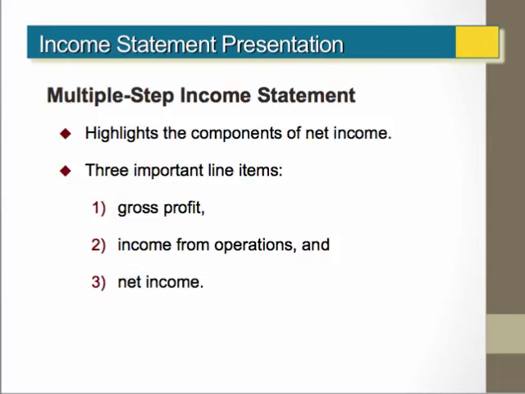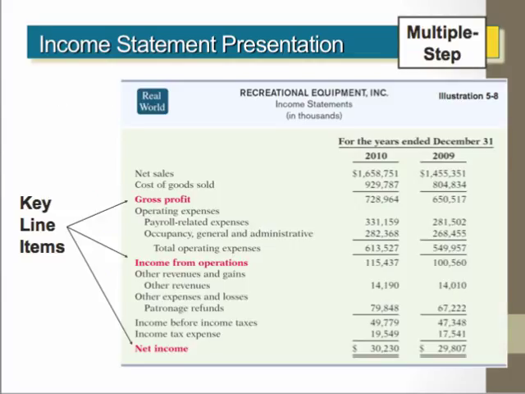A more detailed look at the income statement is called the multi-step income statement. The advantage of the multi-step income statement is that it highlights the components of the income statement. We look at sales, cost of goods sold, the gross profit, the income from operations, and the net income. So, a multi-step income statement may look like this.